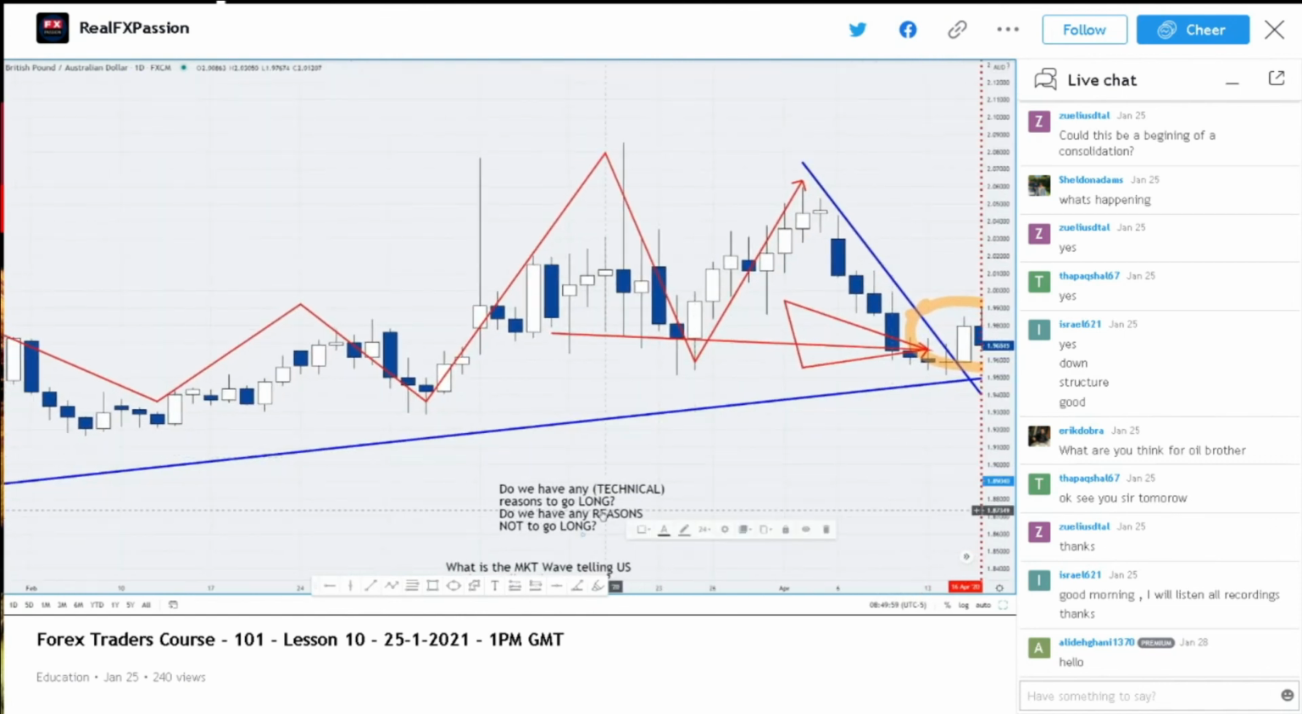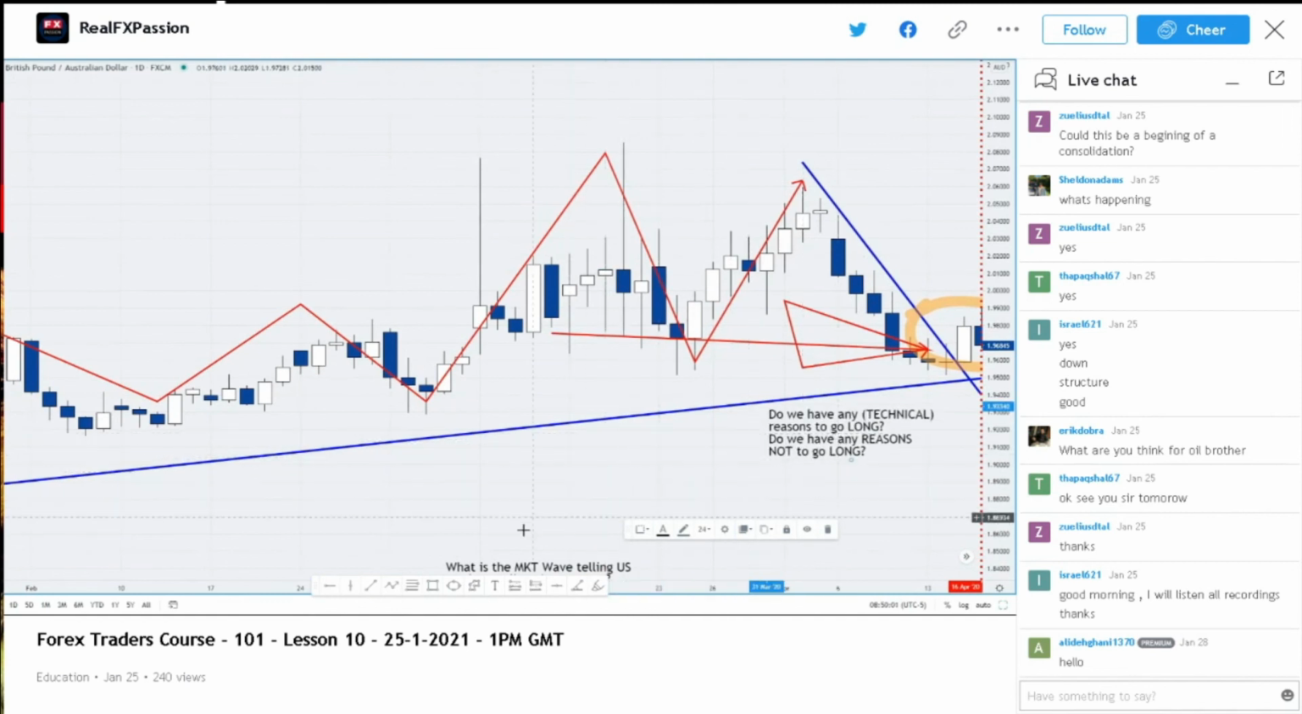And here is the kicker, everybody. You are not going to see this on the daily time frame. You need to go on the smaller time frame. Make sense?